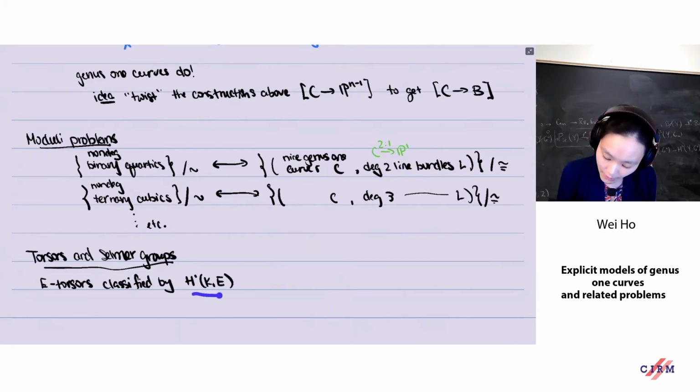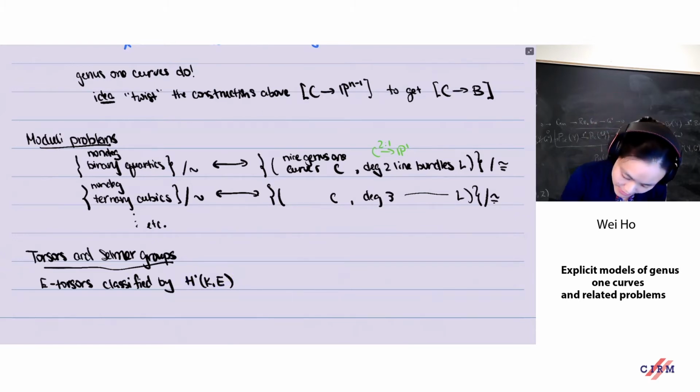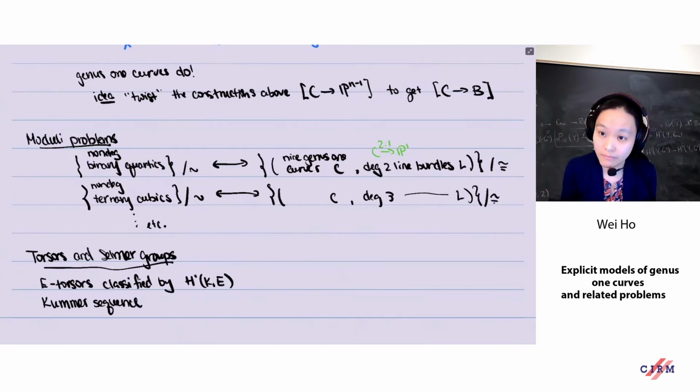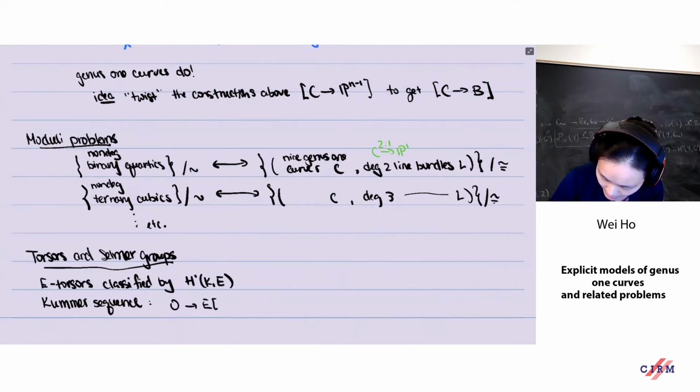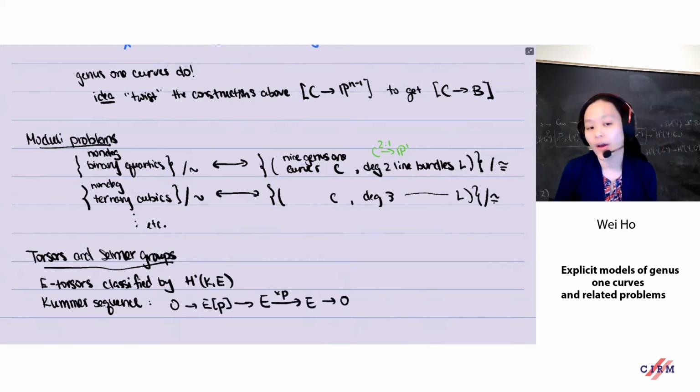So I want to think about this H1(K, E). Here I'm working over a field, but over any regular ring, this is going to be a torsion group. So I want to understand its p-torsion, say. To understand the p-torsion of this, maybe I'll use the Kummer sequence. Again, there's some analogy with the Gm version where you study the Kummer sequence there, but here with elliptic curves, I get this Kummer sequence. I'm just taking multiplication by p on the elliptic curve, and then the p-torsion is the kernel.